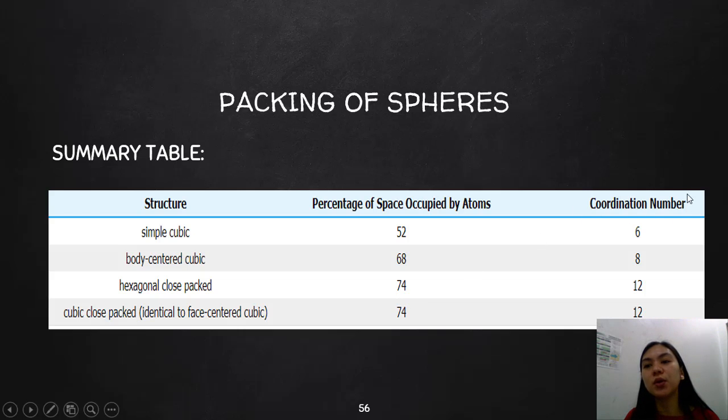And when we talk about your coordination number as indicated here, kumbaga ito yung number of atoms na nakadikit sa kanya. Diba parang sa simple cubic kanina, kung may atom ka sa gitna, ilan po ba yung neighboring atoms niya na nakadikit sa kanya? That's actually your coordination number. So for your simple cubic, it's 6. For your BCC, it's 8. For your HCP and your CCP, it's actually 12.